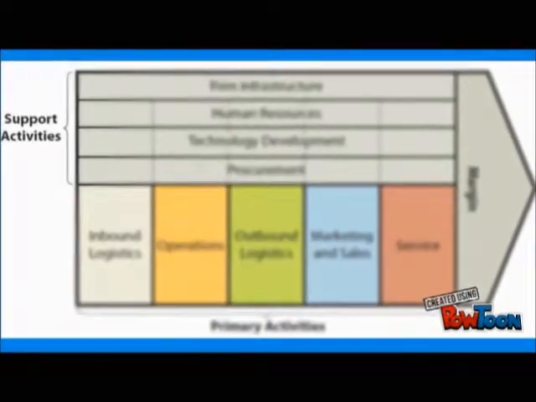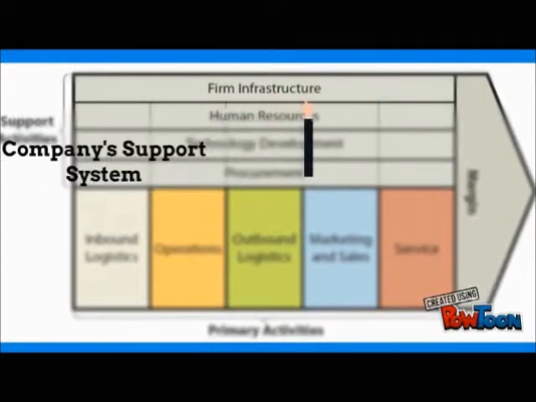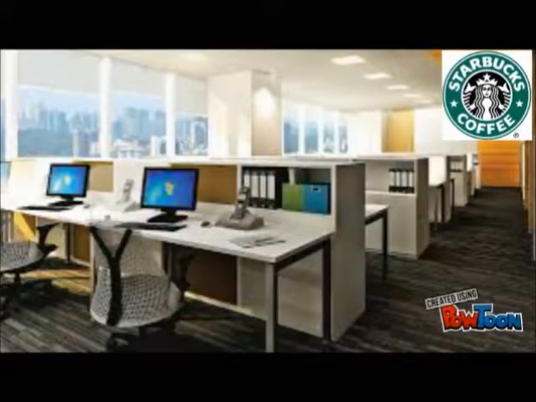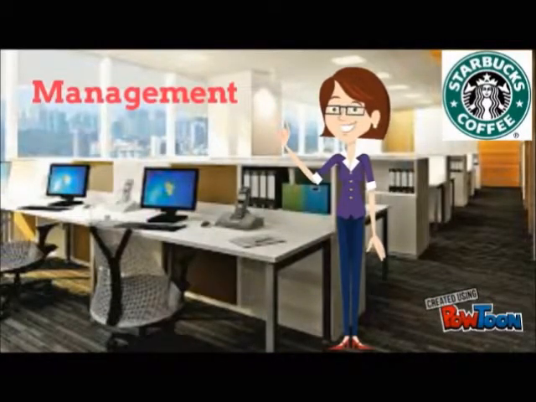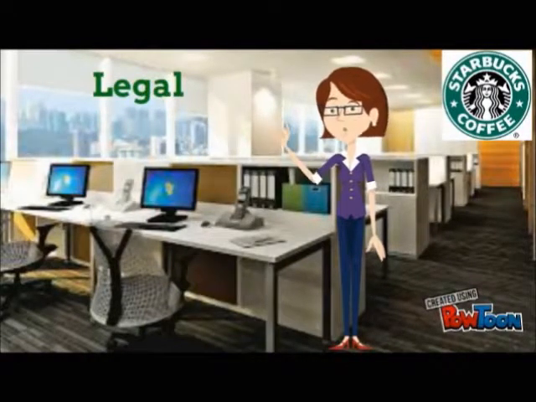The second part of activities is support activities, which are also related to primary activities. It can be divided into four generic categories. First, the firm infrastructure, also known as general administration, is where the company's support system exists and the functions that allow it to maintain daily operations. It also supports the entire value chain and not individual activities. That is why Starbucks includes all departments like management, finance, and legal, which are required to keep the company's stores operational.